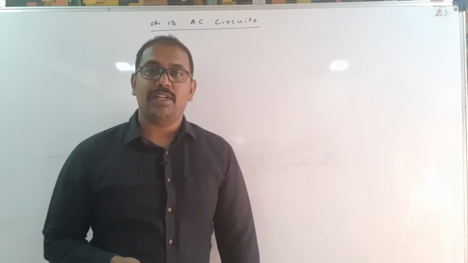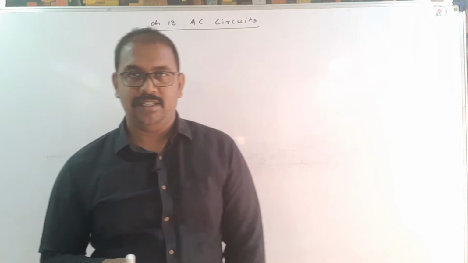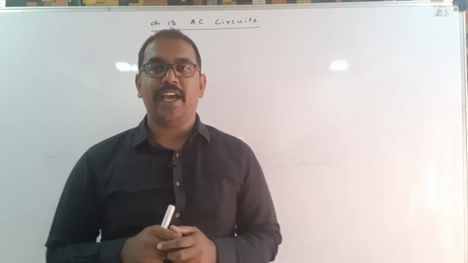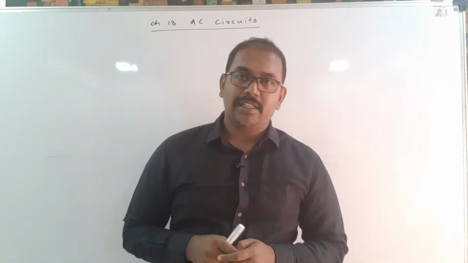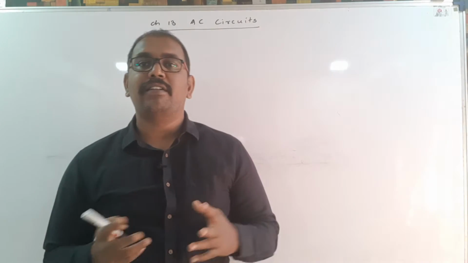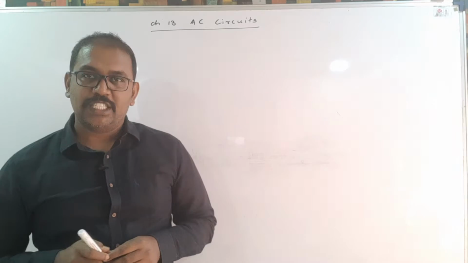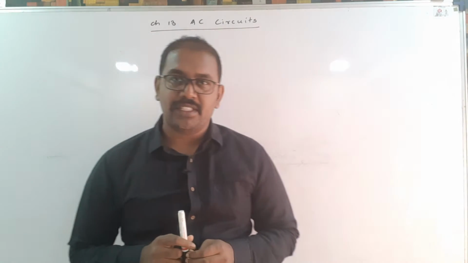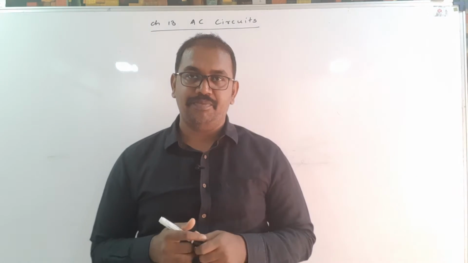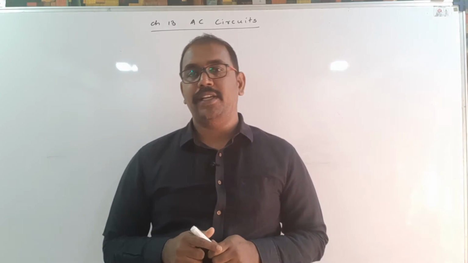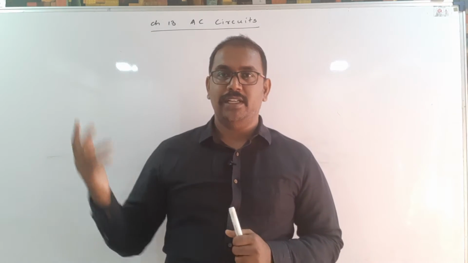DC current means direct current, which has a fixed polarity. And AC current is called alternating current, which doesn't have fixed polarity. Its polarity reverses after every half cycle. So it is alternating current. Take it, that you already learned in the previous standard.